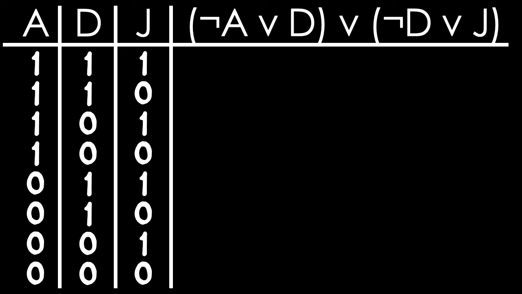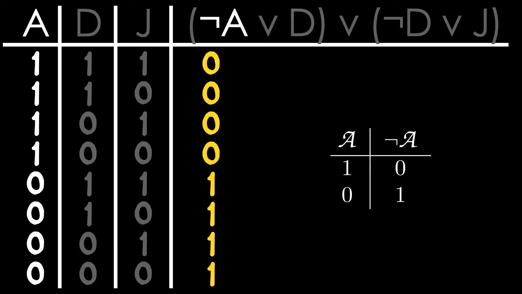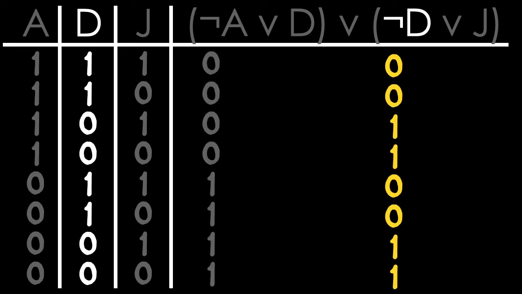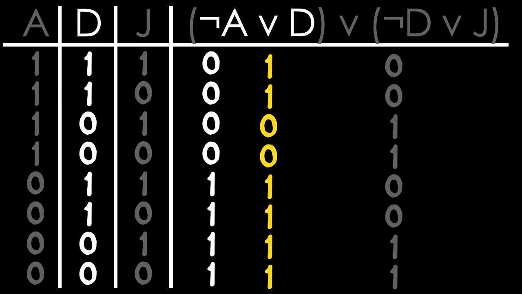Again, we have to start with the smallest parts. We have to start with one of the negations. So for not A, we're just looking over at the A column and taking its negation. For not D, we look at the D column and take its negation. Now we can do not A or D.